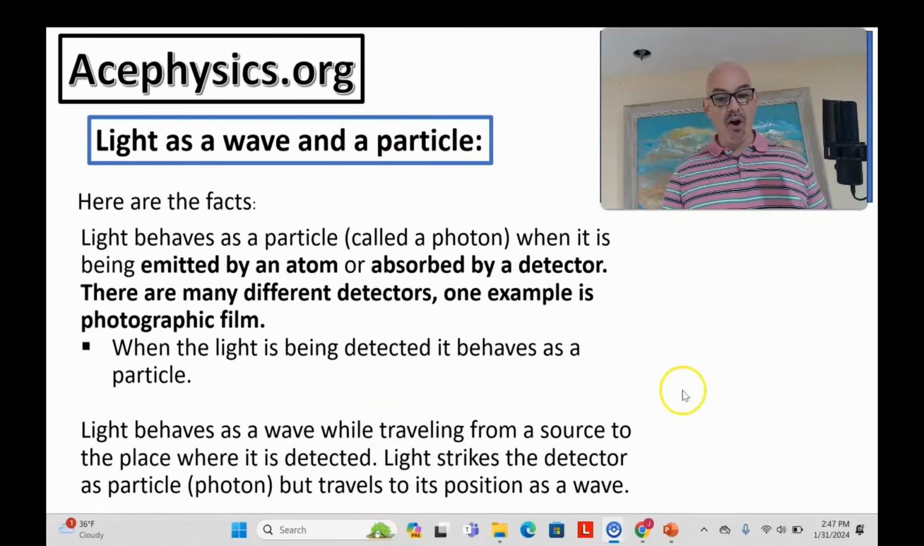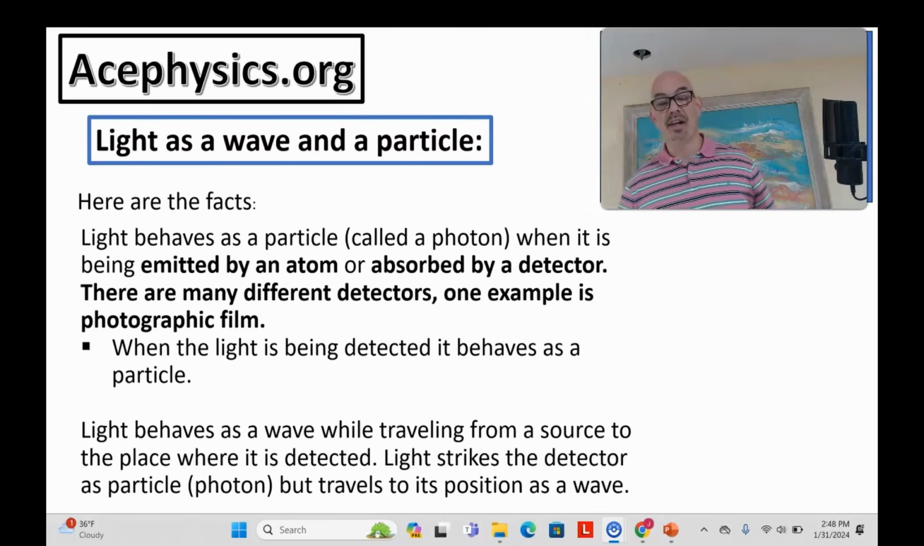Light behaves as a particle when it is being emitted by an atom or absorbed by a detector. There are many different types of detectors. For this presentation, we'll be discussing photographic film. When light is being detected, it behaves as a particle. That is the particle nature of light.